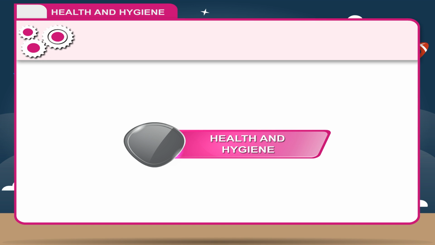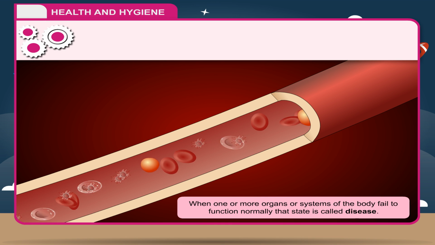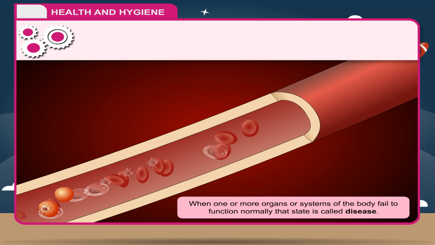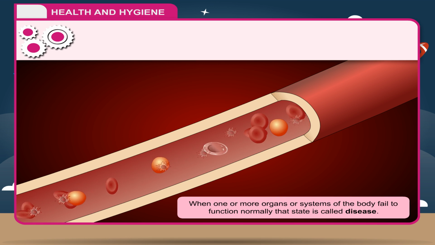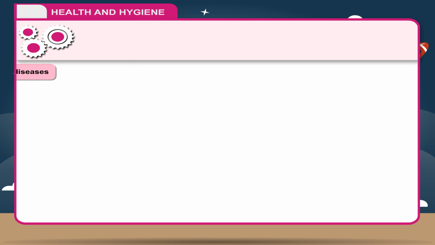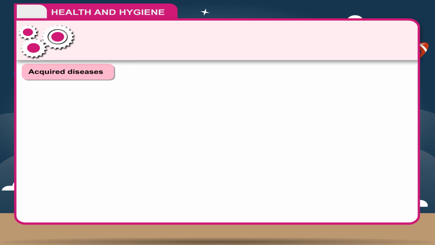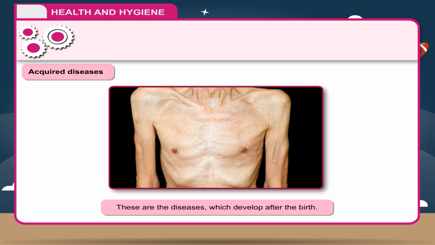Health and hygiene. When one or more organs or systems of the body fail to function normally, that state is called disease. In humans, all the diseases can be classified as congenital diseases, which are birth defects, disorders that are present at the time of birth, and acquired diseases, which develop after the birth.